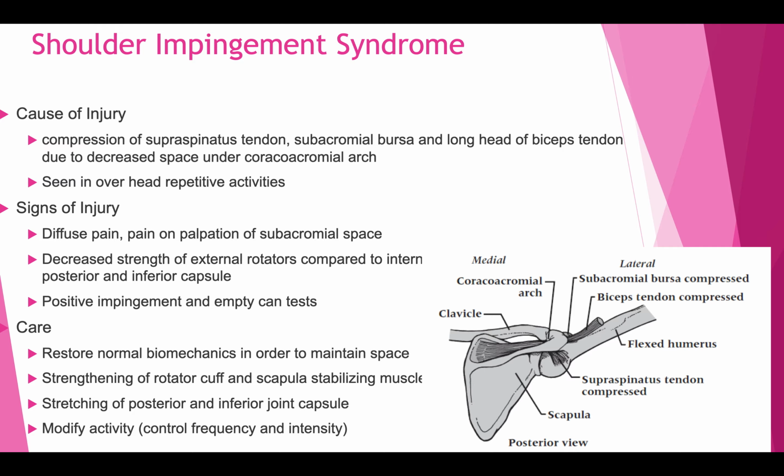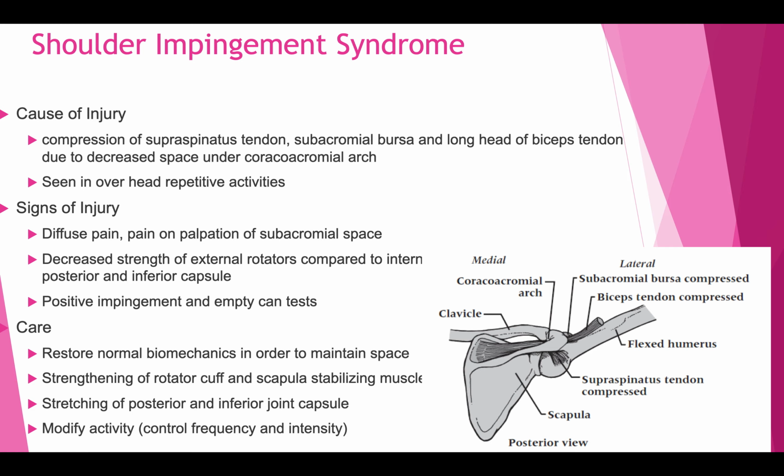Those are really common. So it's going to be a diffuse pain. They're not going to be able to say it's in one spot. And there'll be pain upon palpation. They'll have decreased strength of their external rotators, and then positive impingement and empty can test, which we'll look at in a second. So one of the main things you need to do with these is restore normal biomechanics in order to maintain that space between there.